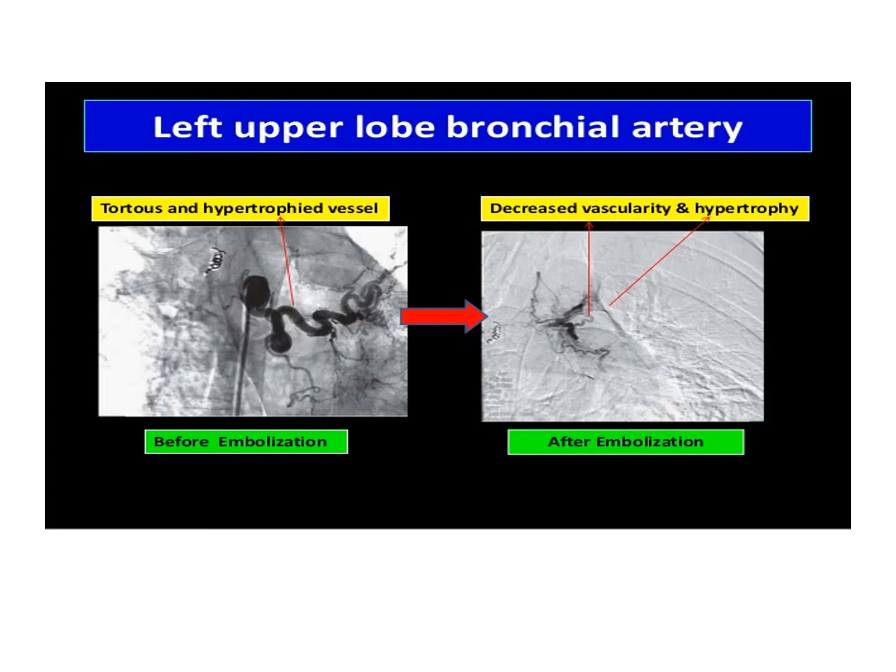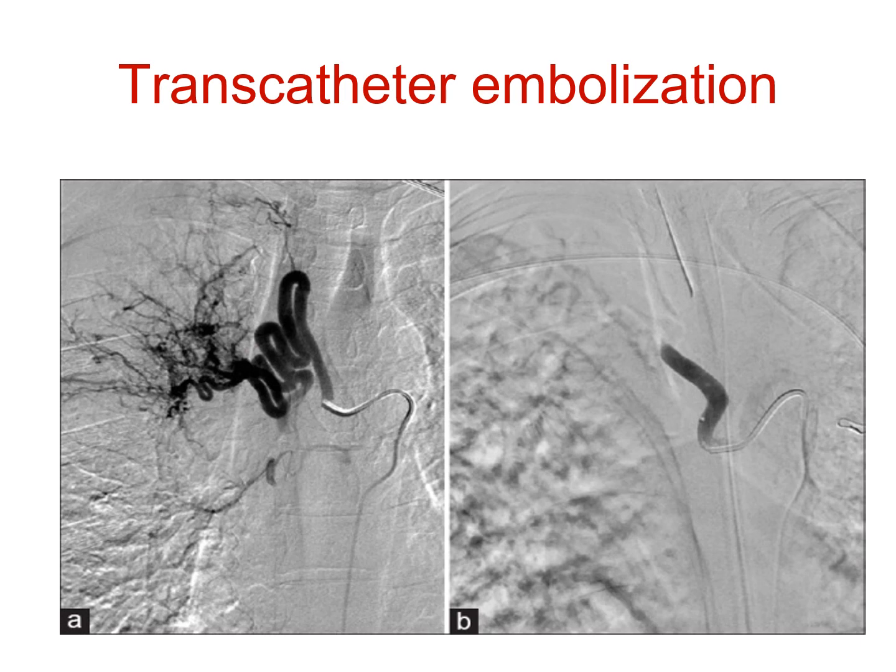These pictures demonstrate before and after embolization of the artery. In the pictures on the left side, you can see tortuous and hypertrophied vessels; after embolization there is decreased vascularity and hypertrophy. Also here, transcatheter embolization. Picture A shows highly tortuous blood vessels, picture B shows near normal blood vessels, so the bleeding will decrease and the hemoptysis will be controlled.